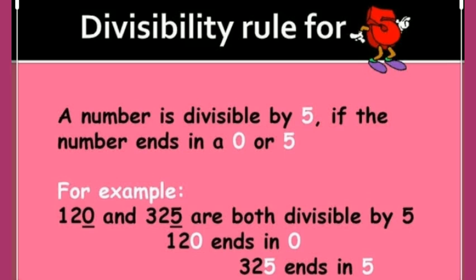Next rule, divisibility rule for 5. A number which has either 0 or 5 in its ones place is divisible by 5. Let's take the examples 120 and 325, both divisible by 5. Here 120 ends in 0, and 325 ends in 5.